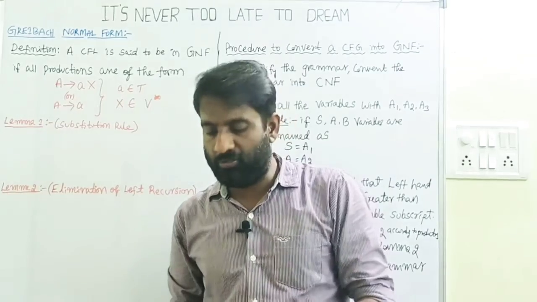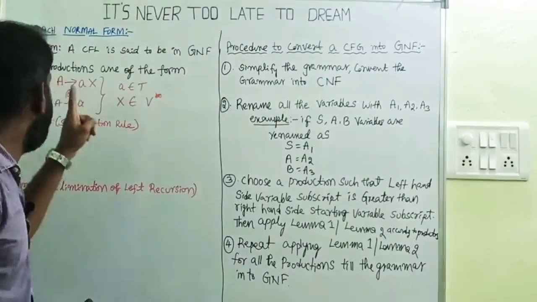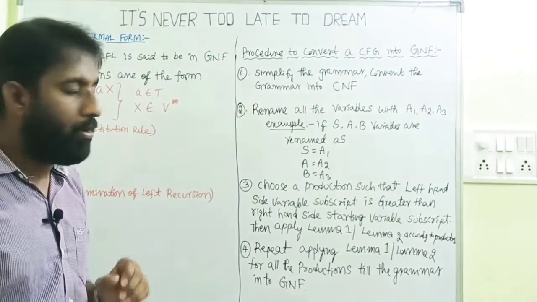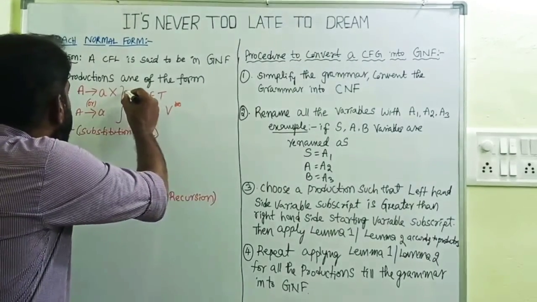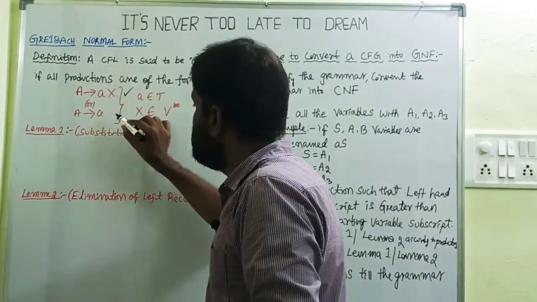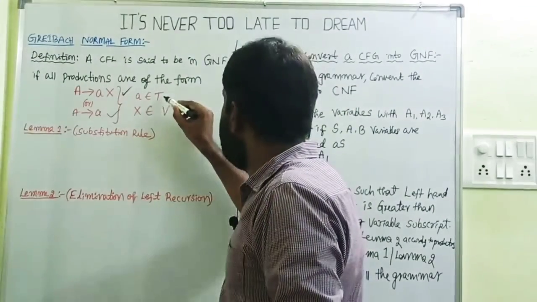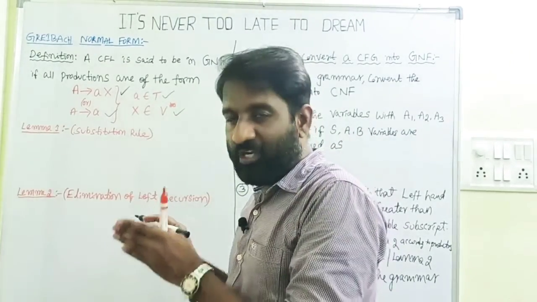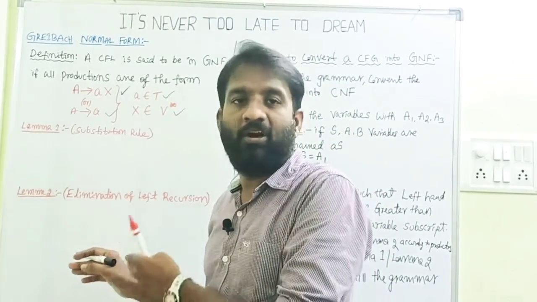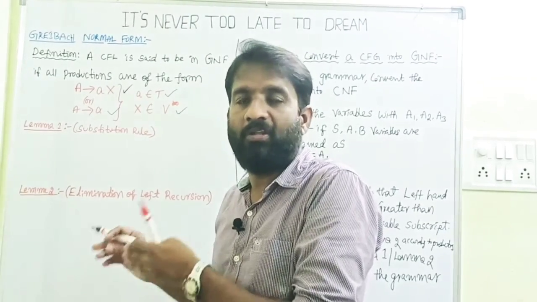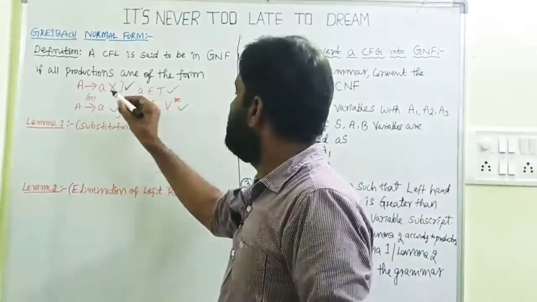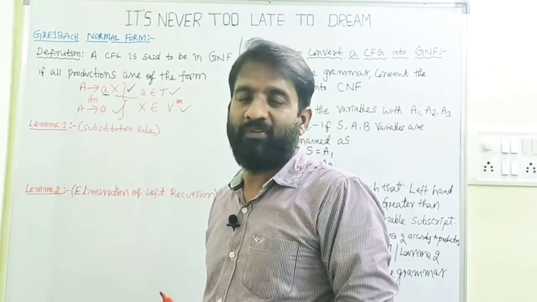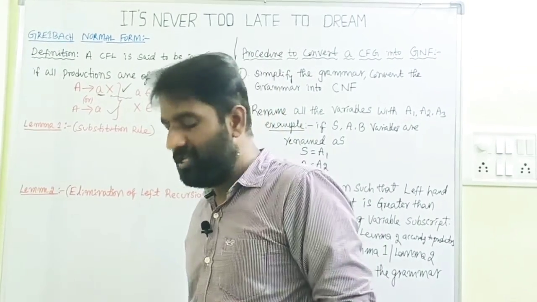As I already introduced, a context-free language is said to be in Greibach normal form if and only if all of its productions are of the form A tends to aX, where a belongs to terminal and X belongs to variable closure. Here we are not putting a restriction on the length of the string in the RHS. We are putting a restriction on the position of the terminals. The RHS should start with a terminal only, followed by any number of variables. That form of the grammar is called the Greibach normal form.